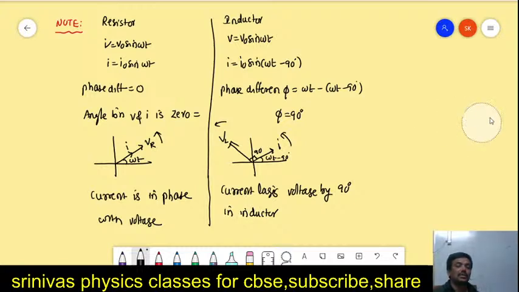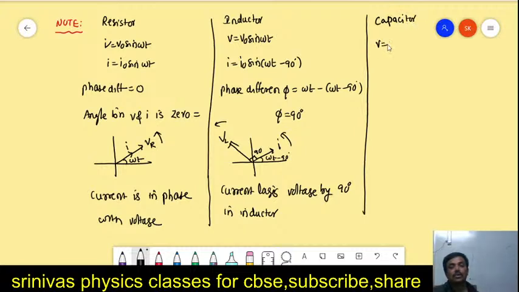In everything, the voltage equation is the same. In case of the capacitor, the voltage equation is again V equal to V naught sin omega t. If you derive the current equation, you get I equal to I naught sin(omega t plus 90). Means the current angle is more than the voltage angle.